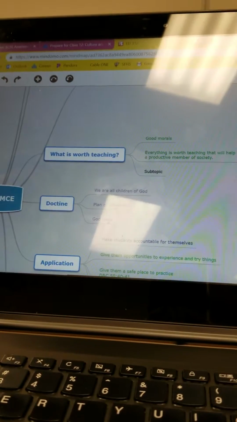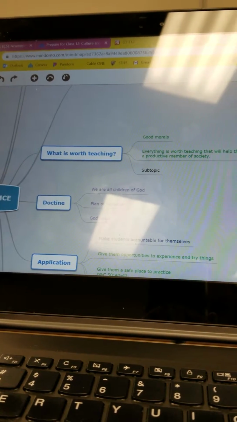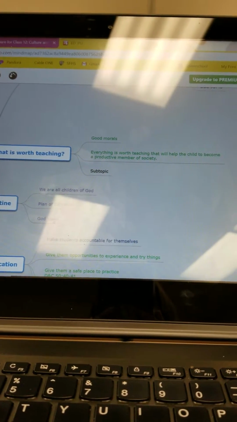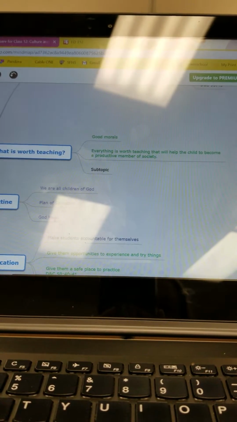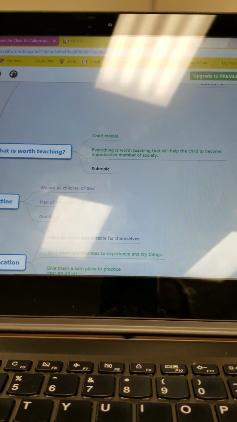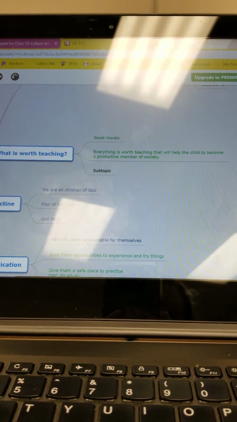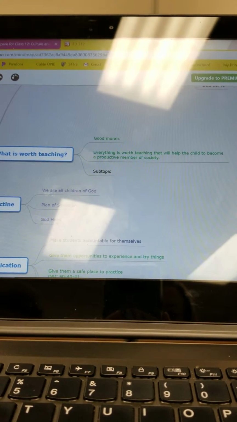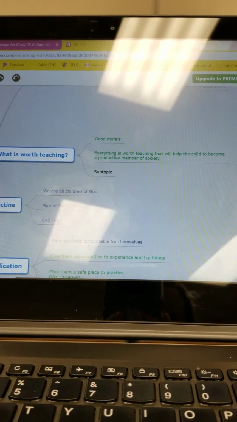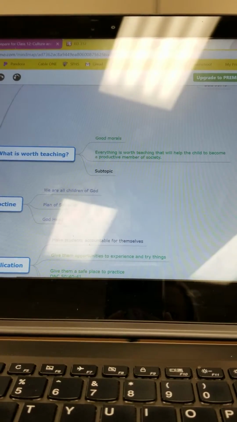What is worth teaching? You need to be able to teach good morals to all the students. It doesn't have to be gospel-based, but just as a good person, you need good morals. And really everything is worth teaching, that it shows and helps them grow to become an adult and a productive person of society.